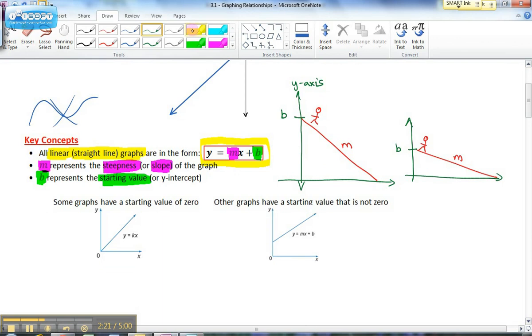Some graphs have a starting value of 0. So this line, y equals kx, starts when y equals 0. Other graphs have a starting value that is not equal to 0. In this example here, we have a line that starts at some value along the y-axis. And so the equation has this plus b component, whereas the previous equation did not have a b component because b was equal to 0.